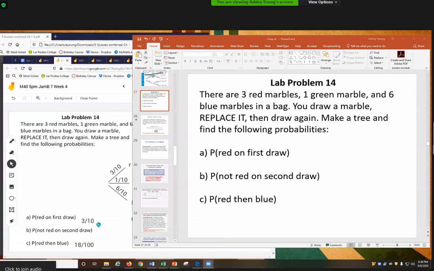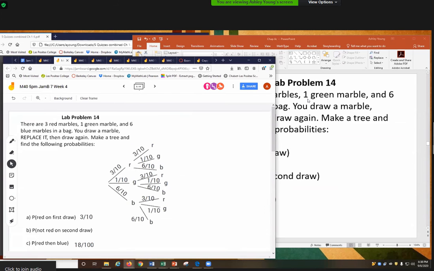Then, if you drew a red one, again, you draw a second one. You could draw a red, a green, or blue. And no matter what, since it's independent, because you replaced it, the probabilities remain the same. So everyone's pretty good about this first one. The probability of drawing a red on the first one is 3 out of 10.